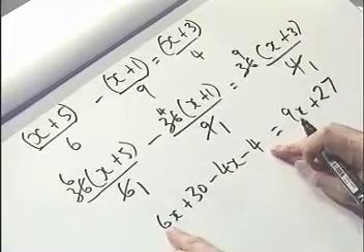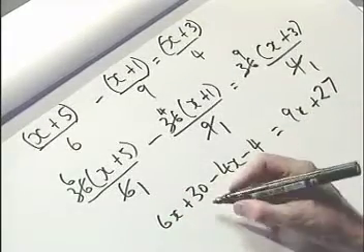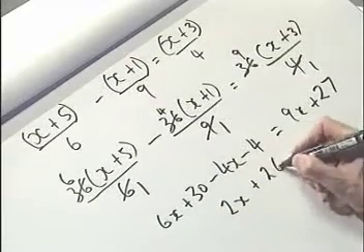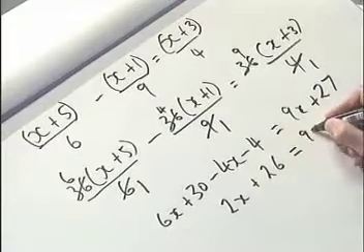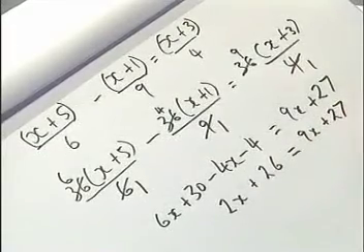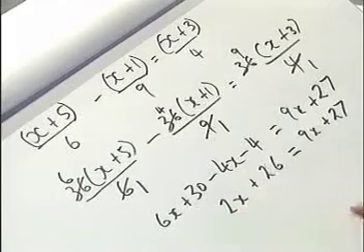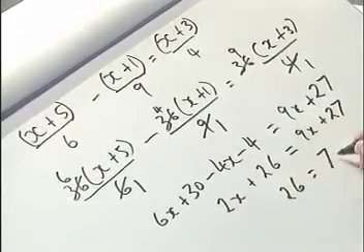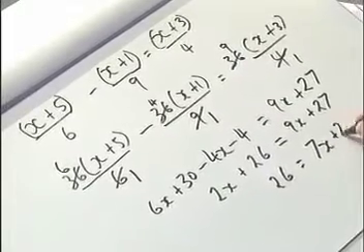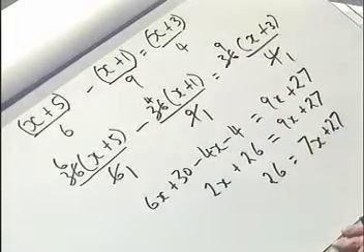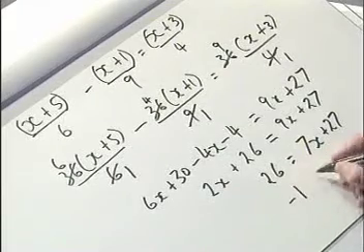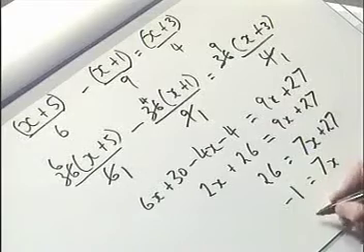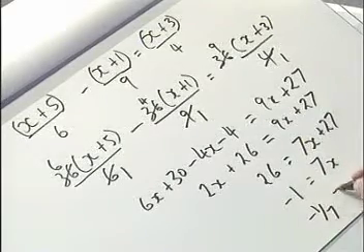So now I need to simplify this side. 6x take away 4x, that's just 2x. 30 take away 4 is 26, and that's equal to 9x plus 27. Let me take 2x away from each side. So I have 26 equals 7x plus 27. And now I'll take the 27 away from each side, and I'll have minus 1 is equal to 7x. And so now I need to divide both sides by 7, and so I get minus a seventh for my answer.